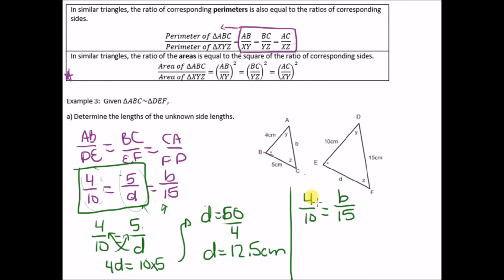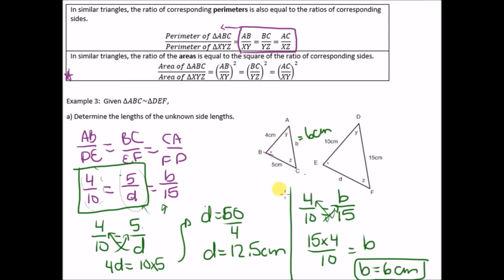Okay, so again, term on the left, equal sign, term on the right, cross multiply. No, I don't have to cross multiply that 10. So the 15 goes up, we get 15 times 4 divided by 10 equals B. So I get 60 over 10, and I get B equals 6. That'll be also in centimeters. So B is going to be 6 centimeters, and then D is going to be 12.5 centimeters.